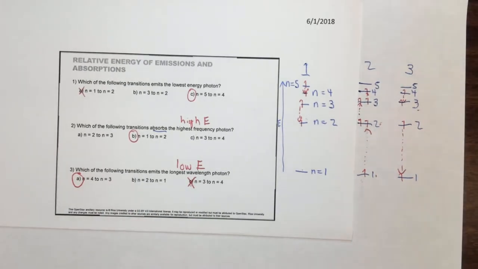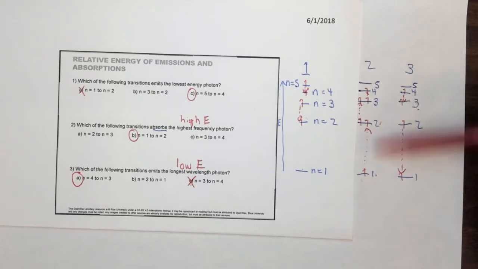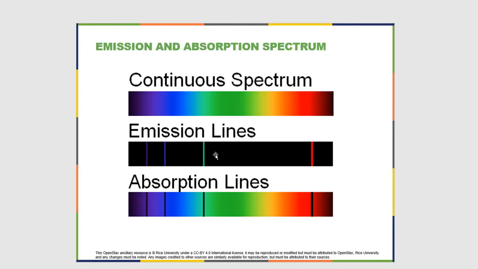So this is basically how we can use this. Remember that these individual transitions that occur lead to these line spectra. So these are the actual wavelengths of light that may be emitted based on these energy transitions.